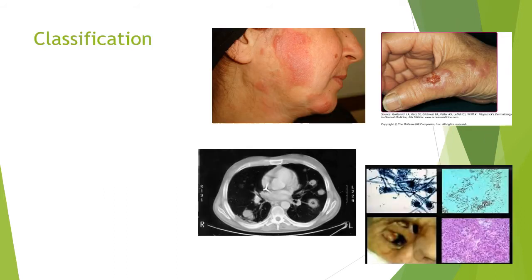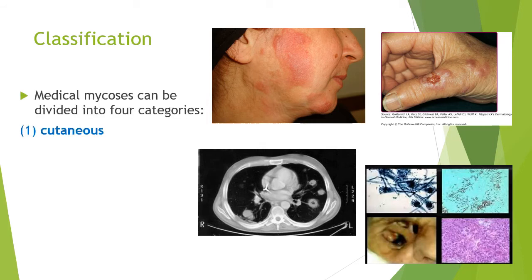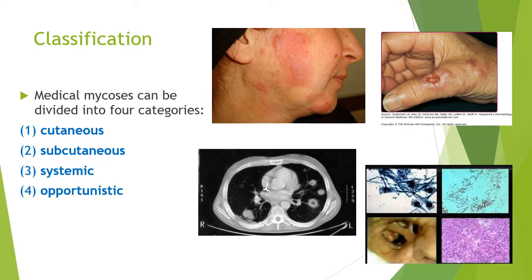Now we move on to the classification of fungal infection. This part is very important because it tells us that we can classify it medically based on the site of the infection into four major sites. So for medical mycosis, we divide it into cutaneous, subcutaneous, systemic, and opportunistic. And we're going to go through each one of them, giving examples. Please note that when we give examples, this means that they are not the only infections, they are just examples of that group of infection.